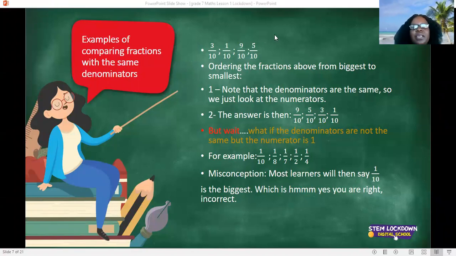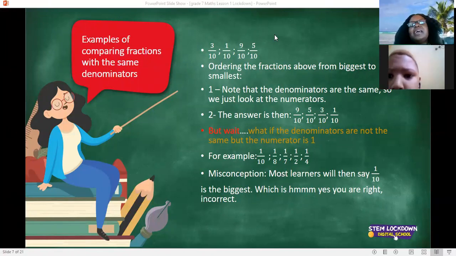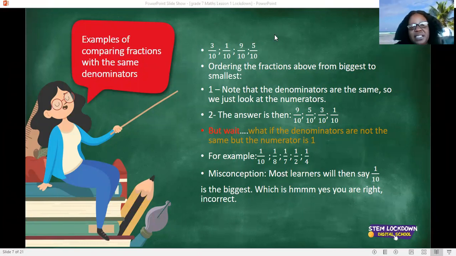So now looking at the fractions, I have given you 3/10, then 1/10, then 9/10, and then 5/10. Very important, always read what the instruction says. At the bottom of those fractions, I have said we must order those fractions from biggest to smallest.